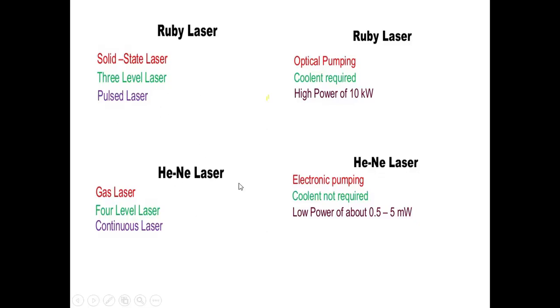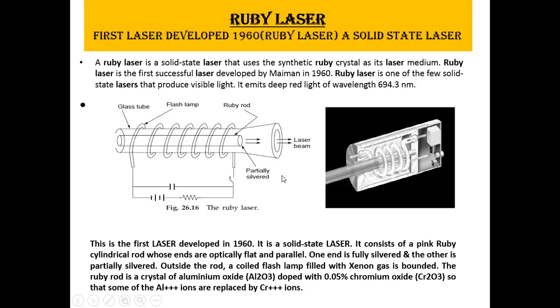Now here the He-Ne laser, which is a gaseous laser, is a four level laser. It is a continuous laser, but the power output is very low. You can see that 0.5 to 5 milliwatt power is coming out. A coolant is not required, and the pumping is not optical or heater based, but is a kind of electronic pumping. You'll see what we mean by electronic pumping. Is that okay? So these are the specifications of the two lasers that we are going to study in detail.